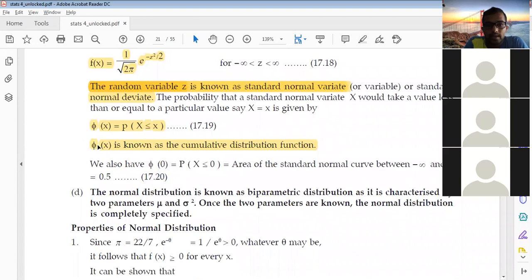Okay. So delta, area of X is known as the cumulative distribution function. And how do we read it? We read it like this: area under the standard normal curve. Okay, so students understand this.